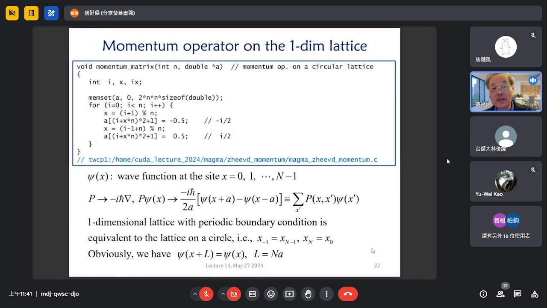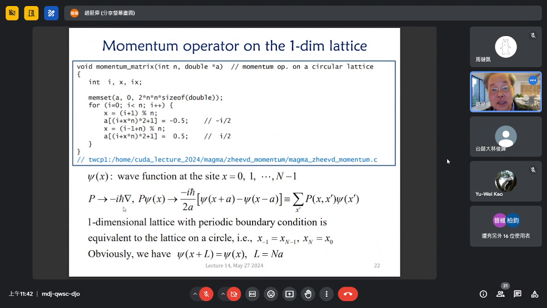Finally, I will talk about the momentum operator on the one-dimensional space. If I want to get the eigenvalues and eigenfunctions, then I have to call this routine CHEEVD. First, I have to construct the momentum matrix. The momentum operator is minus i h bar gradient. So this is the momentum operator in quantum mechanics.